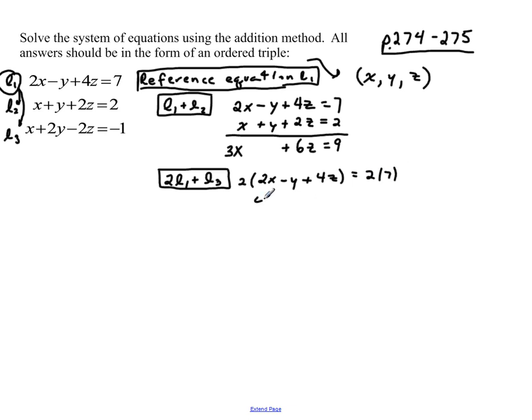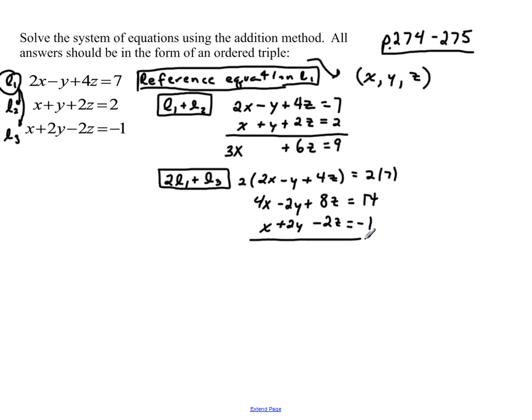That's going to give us 4x minus 2y plus 8z equals 14, right? And we want to add that to line 3. So let's just take our line 3 as is. We've got x plus 2y minus 2z, and that is equal to negative 1.